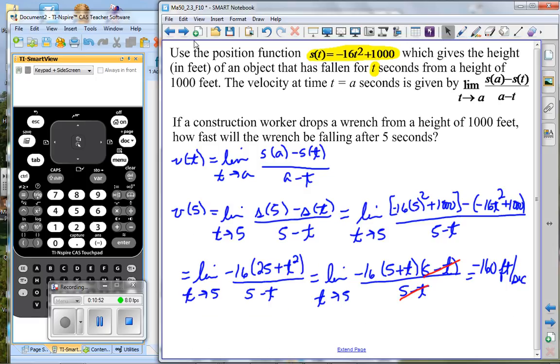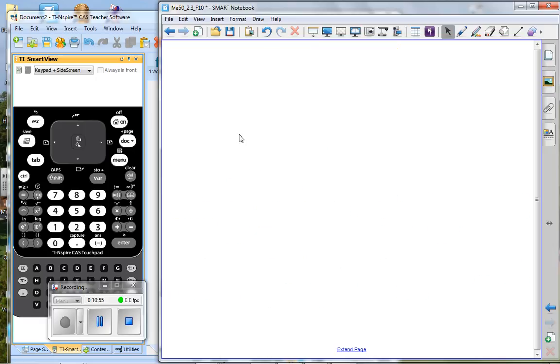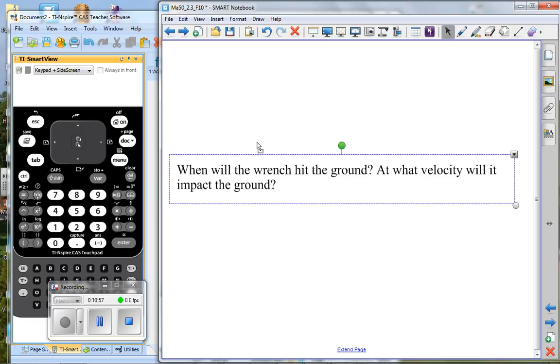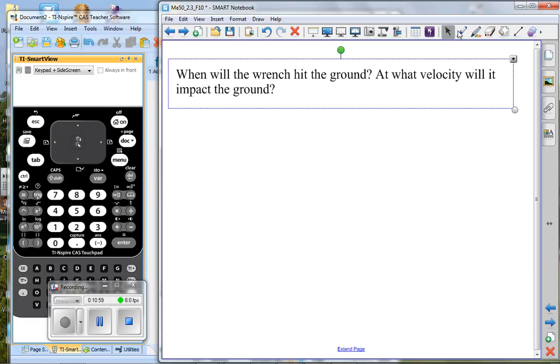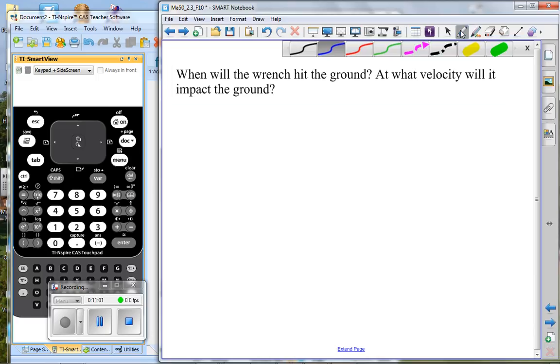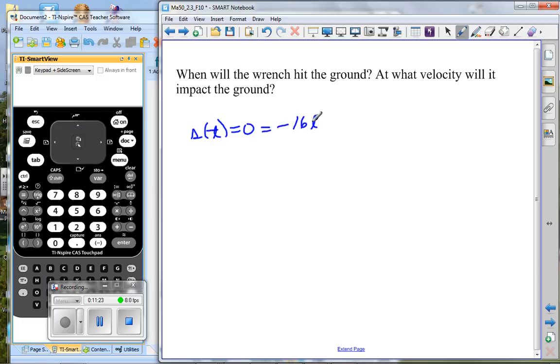Okay, the last problem is one that we will see if we have time to do. We'll get as far as we can, and if not, we'll come back and do this in class. This problem is asking at what velocity will the wrench impact the ground. So we're looking at S of t equaling 0, because when it hits the ground, the distance above ground is 0, and that's negative 16t squared plus 1,000.